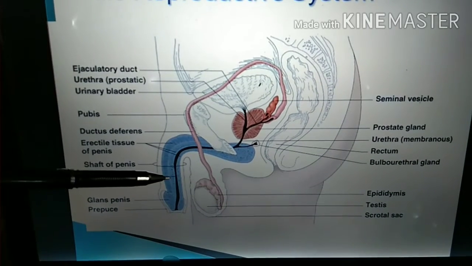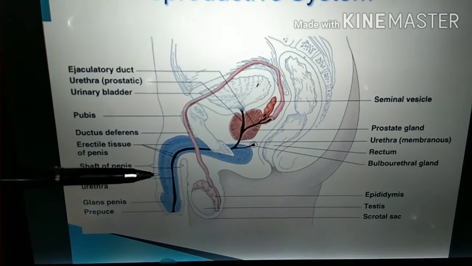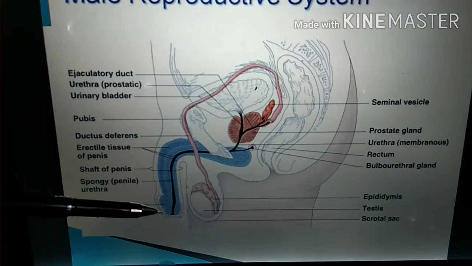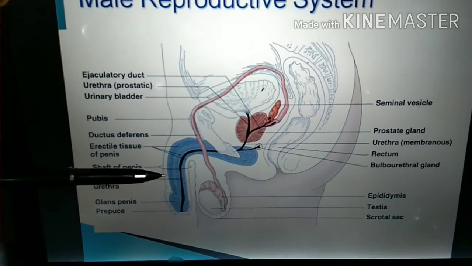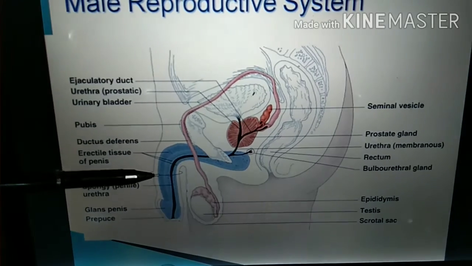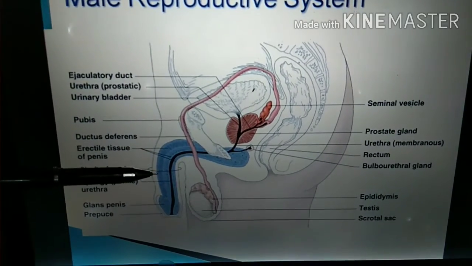So the skin of the penis is loose and elastic, to accommodate changes in penis size during an erection.